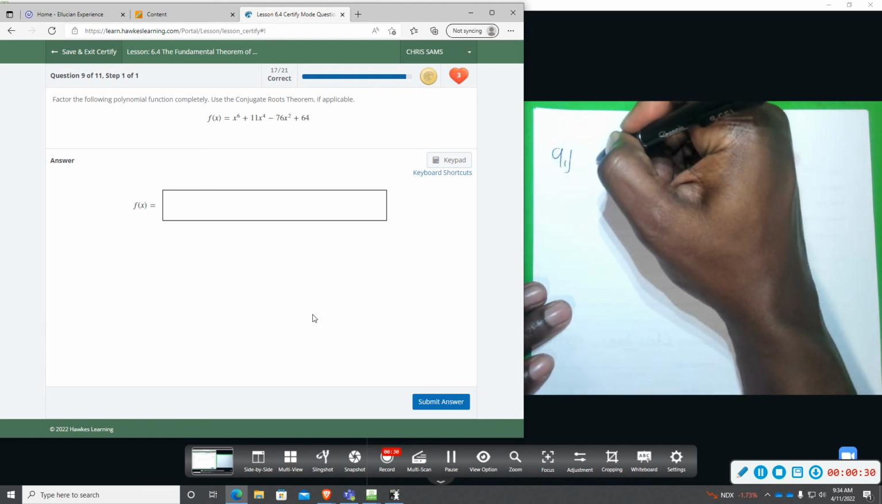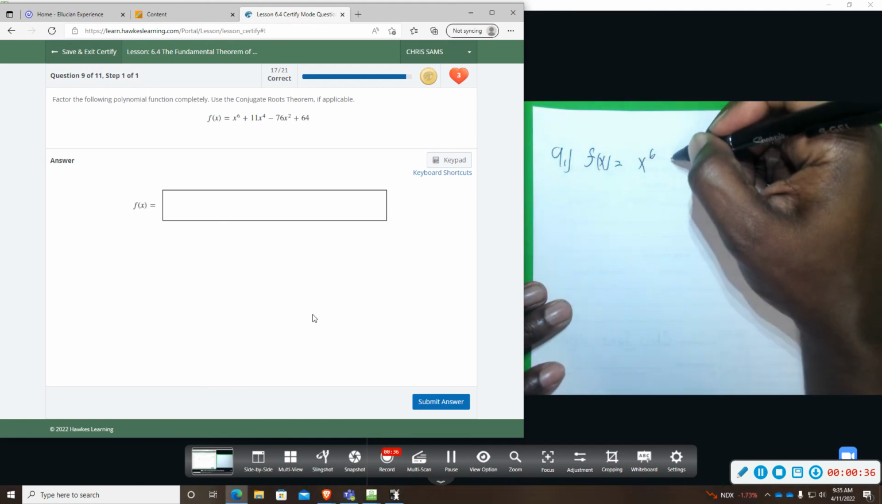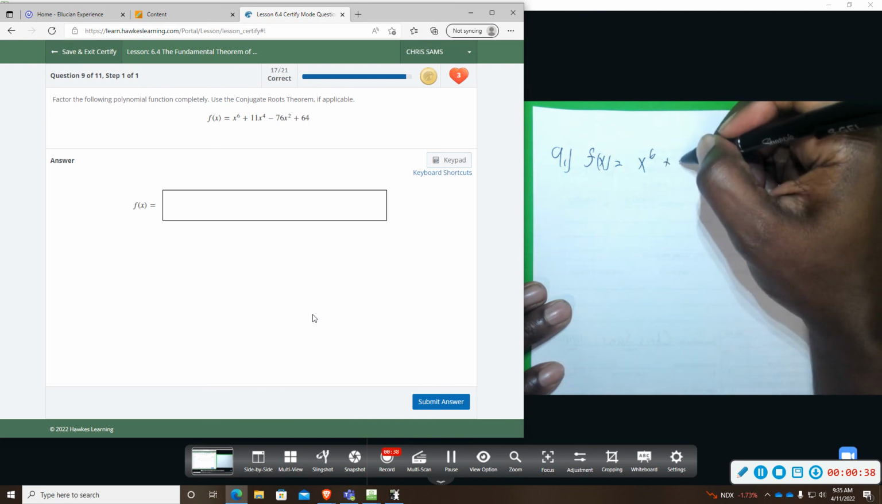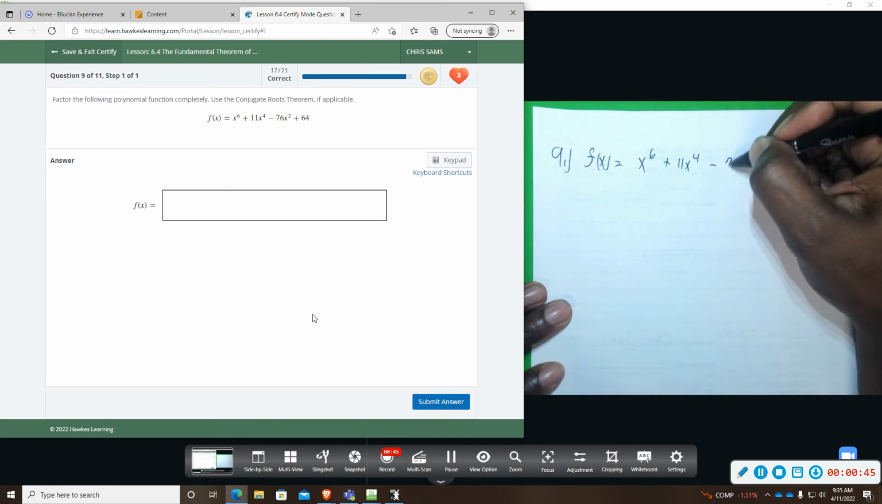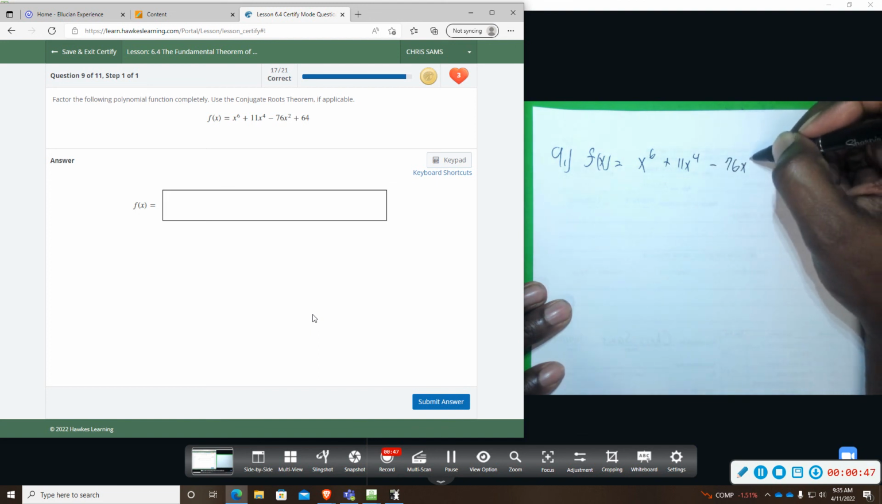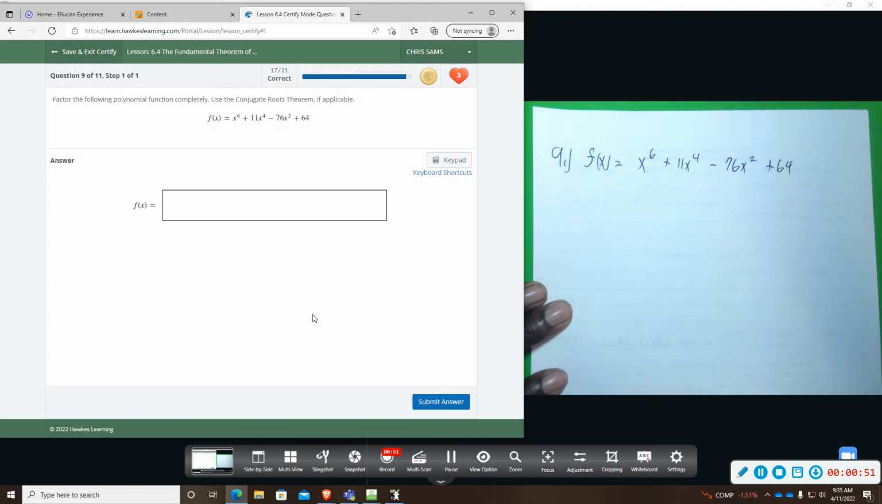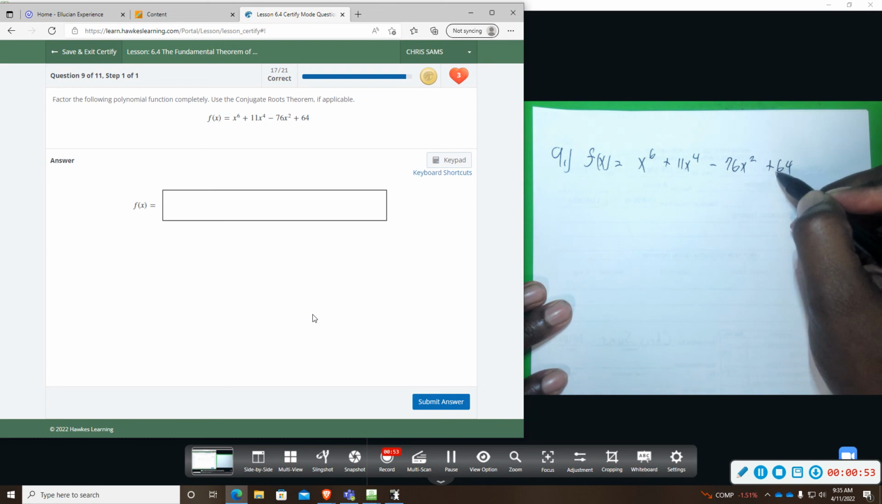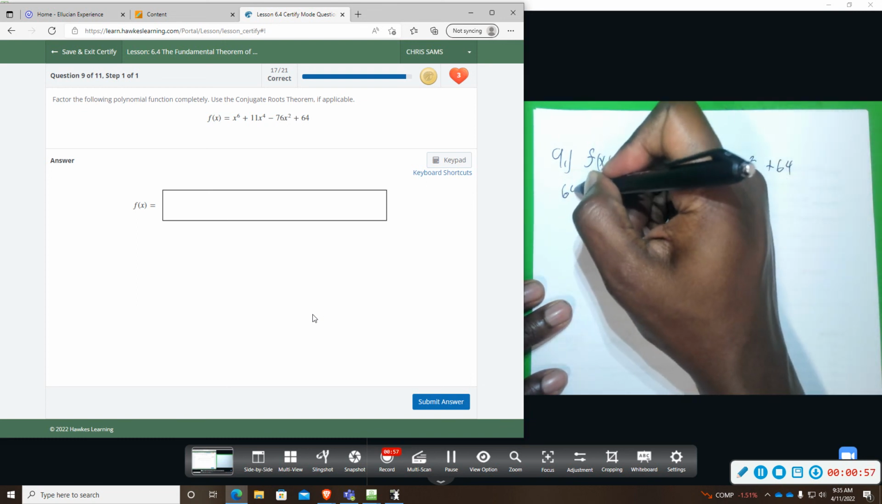So we have f of x is equal to x to the 6th plus 11x to the 4th minus 76x squared plus 64. So the rational zero theorem, you would take constant term divided by leading coefficient. So that'd be 64 over 1.